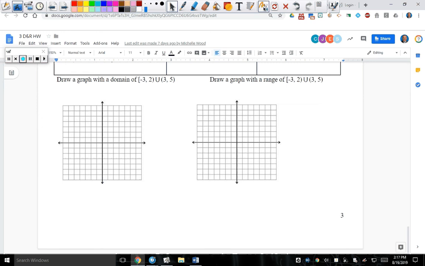Are there any other questions, guys, from what we did? So your only homework is this sheet right here, front and back. Please be neat, write neatly.